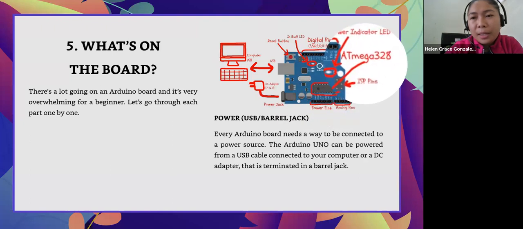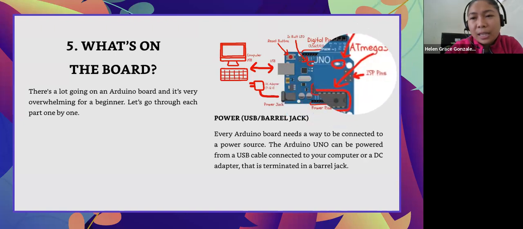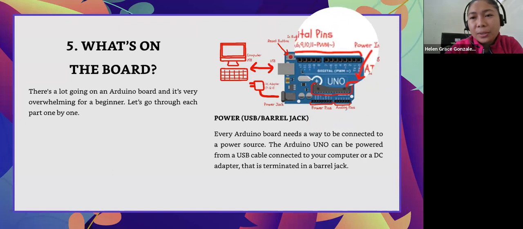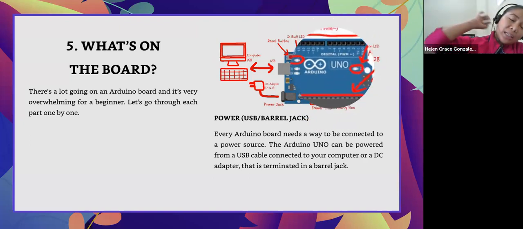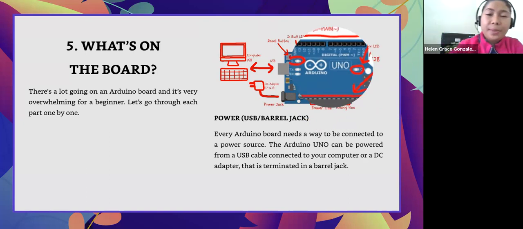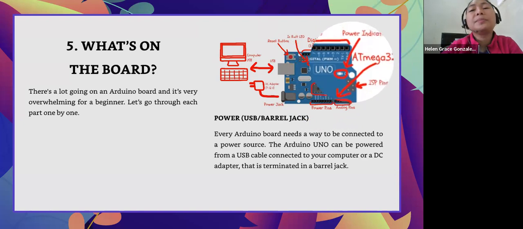So where is that ATmega328? This is the ATmega328. Then these are the ISP pins and the power indicator LED. You will notice it lights up when you plug into the USB, which means it is powered.